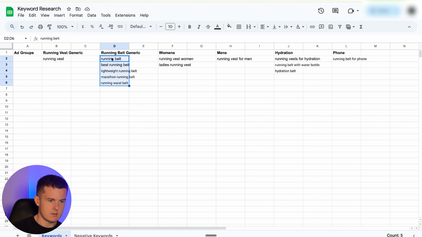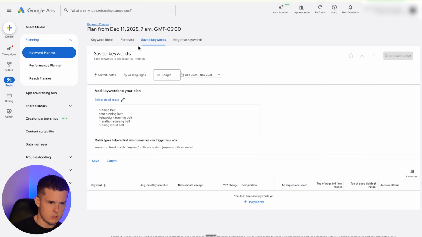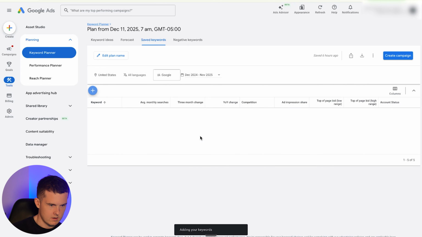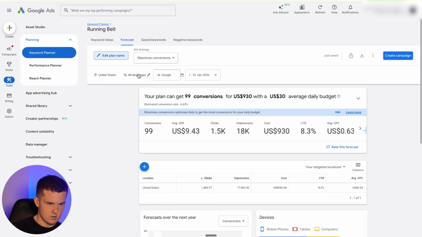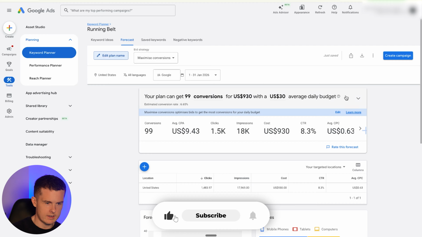But what I'll do for now is just take these terms, these running belt terms, and I'll go back up to saved keywords and I'll drop them in here, and I will go ahead and name my ad group as running belt. Save that. Now let's go and let's rename this plan to running belt, and let's go to forecast. So inside in forecast, what I can do is I can get some bit of an estimation of future performance of these keywords. Now, I would take this with a pinch of salt, but nonetheless, it is useful to have a look at.